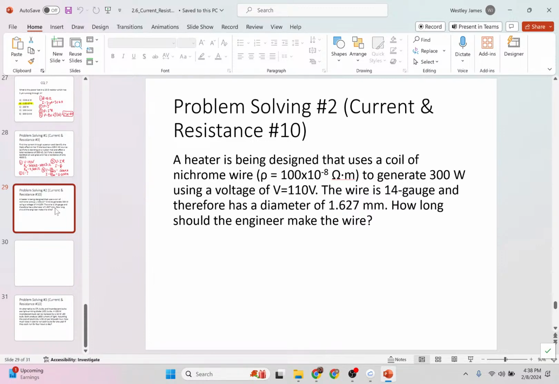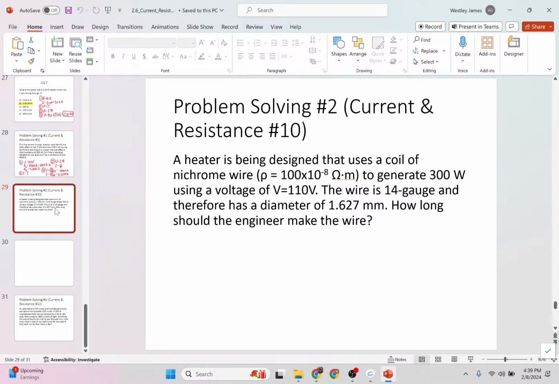A heater is being designed that uses a coil of nichrome wire. That is just an alloy of nickel and chrome. You don't need to know that, but that's what it is. With resistivity of 100 times 10 to the minus 8, to generate 300 watts using a voltage of 110 volts. The wire is 14 gauge and therefore has a diameter of 1.627 millimeters.